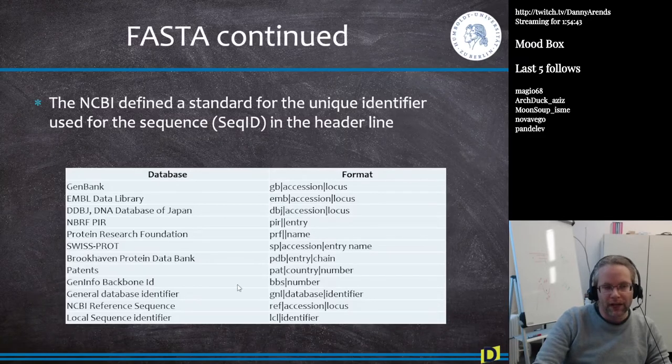And different databases provide different data, and they use different accession numbers. Some don't use accession numbers, but they just have entries or names. But based on this, you can see from which database a sequence came, and sometimes you can also see if it's the reference sequence or if it's a different sequence. So if you make a FASTA file yourself, you're free to choose the description. But when you download it from a database, then of course they use their own way of describing it.